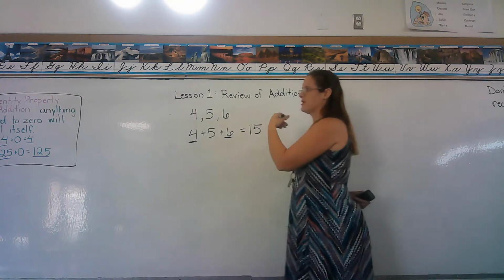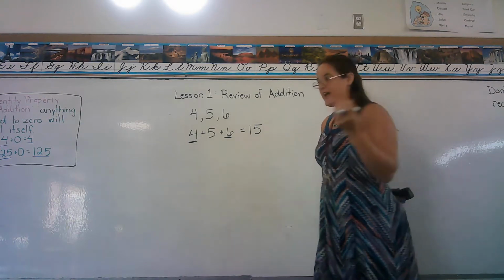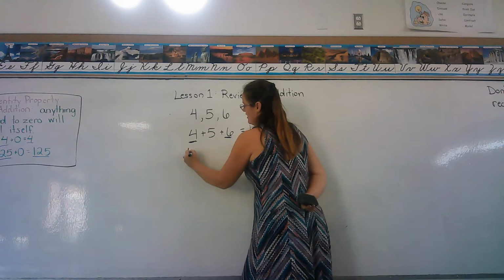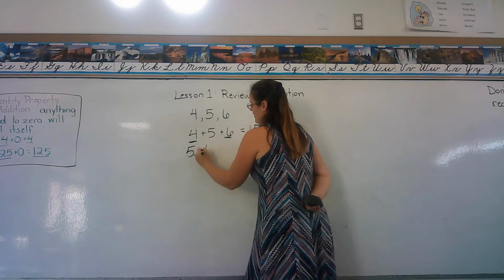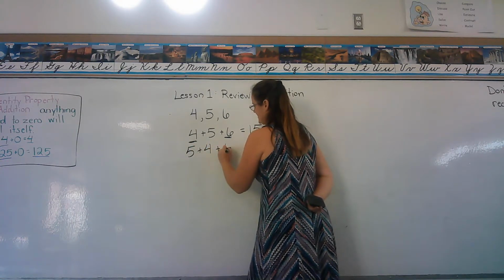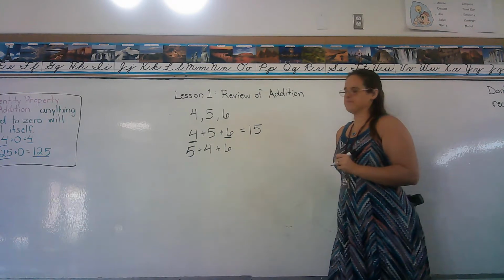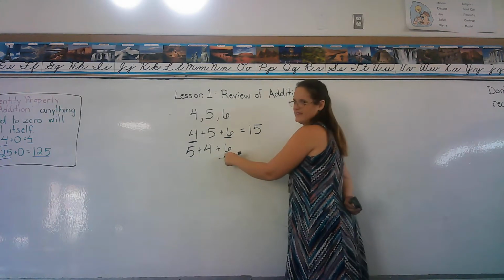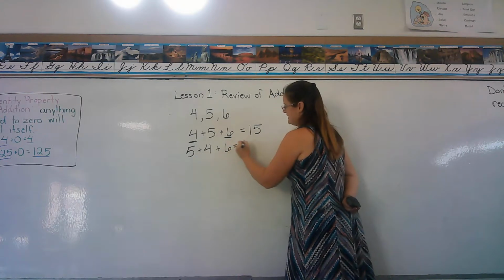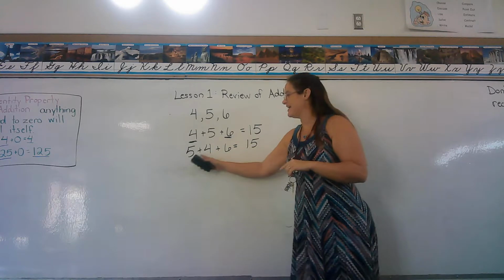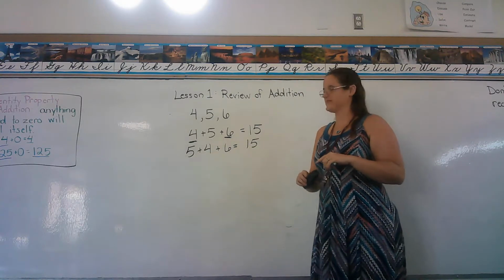Well, the commutative property tells me I can flip them around. So I'm going to do that. Instead of starting with 4, I'm going to do 5 plus 4 plus 6. What do I get when I add those three numbers? Make a 10. 10 plus 5 is 15. It's still the same answer because I'm still adding the same three numbers.